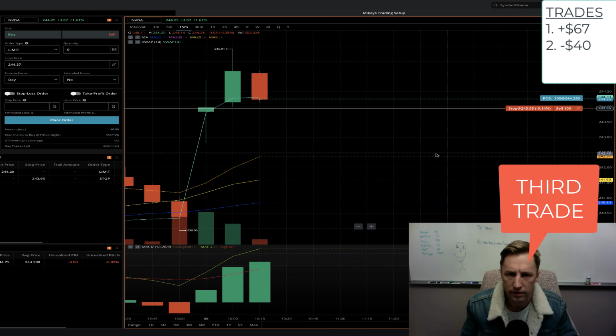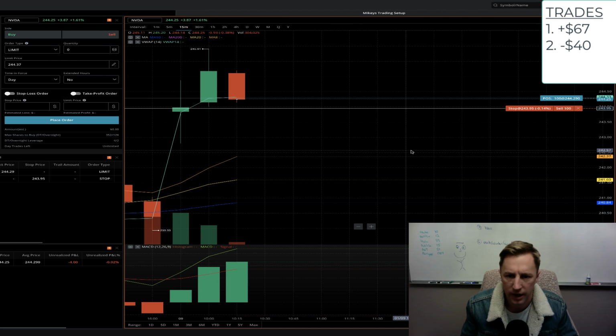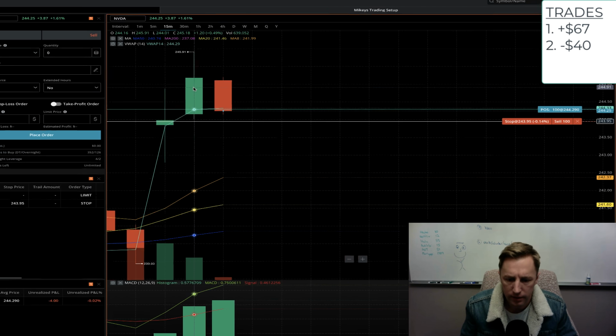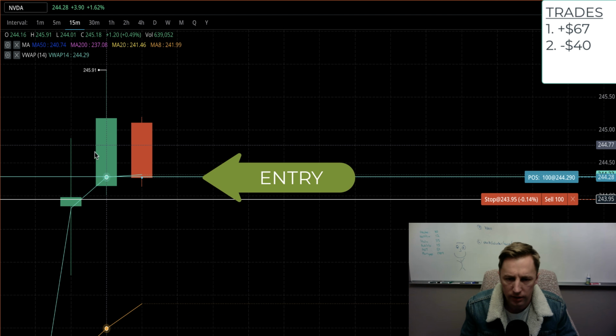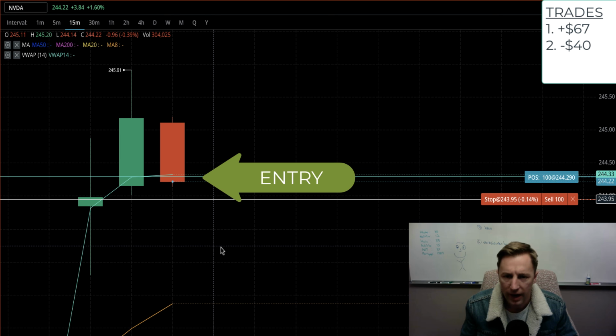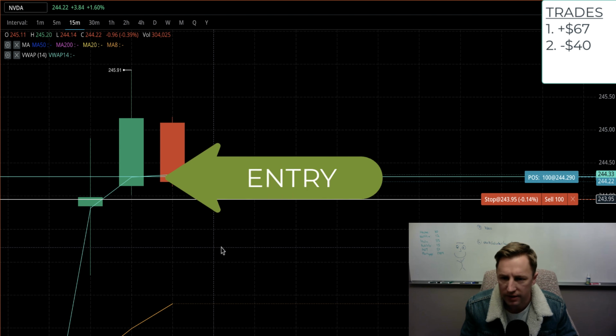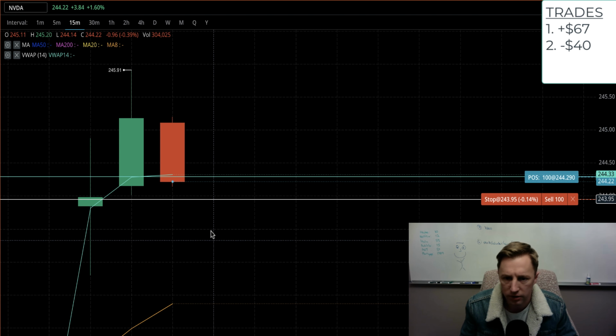Okay, I entered into NVIDIA again. I'm looking at the 15-minute time frame. This candle right here, it's still in bullish context, gap up, pullback happening, could be profit takers still. I still think there's a good opportunity here to buy in on this pullback.